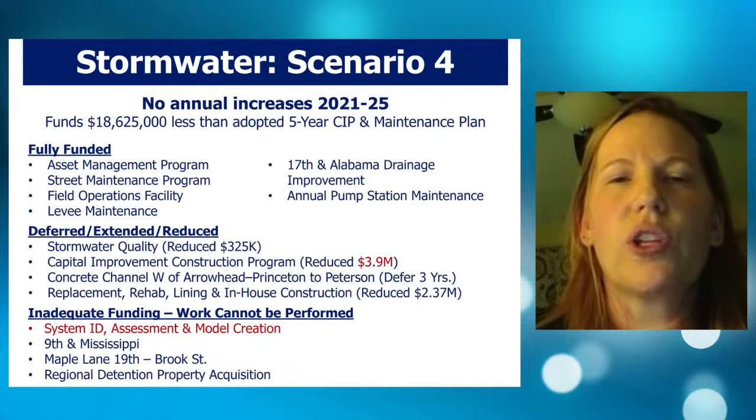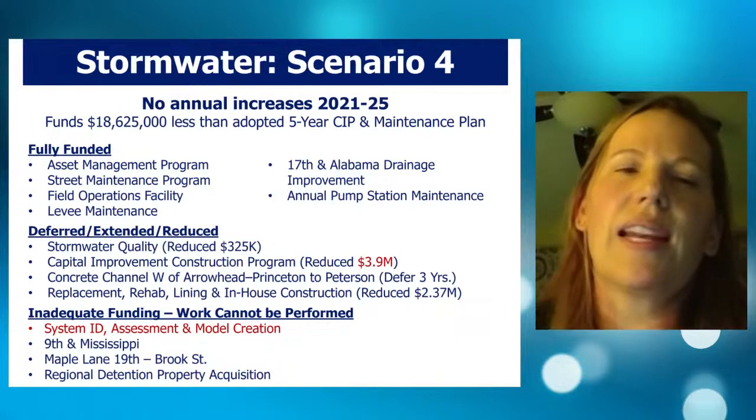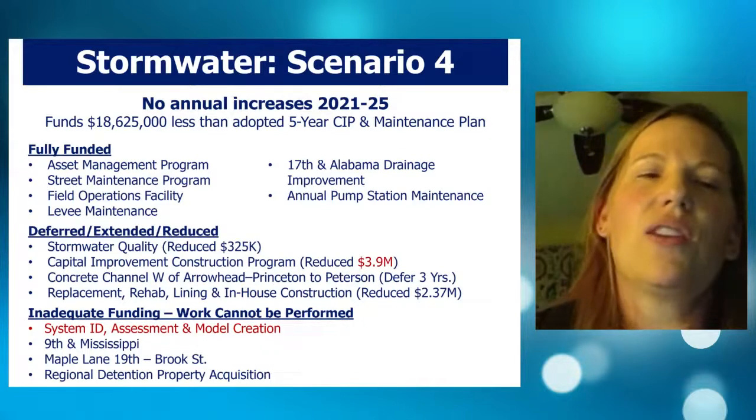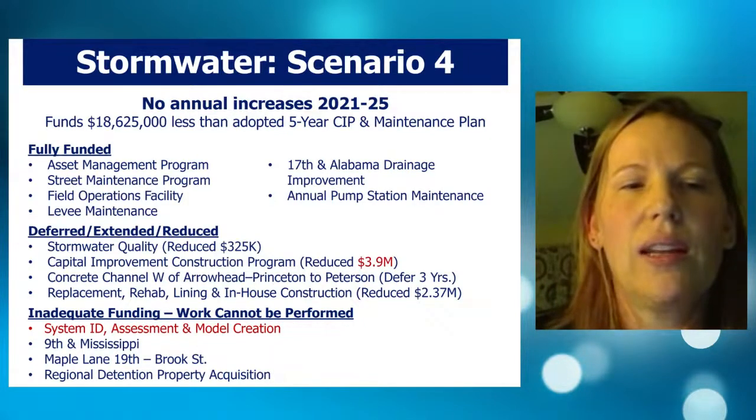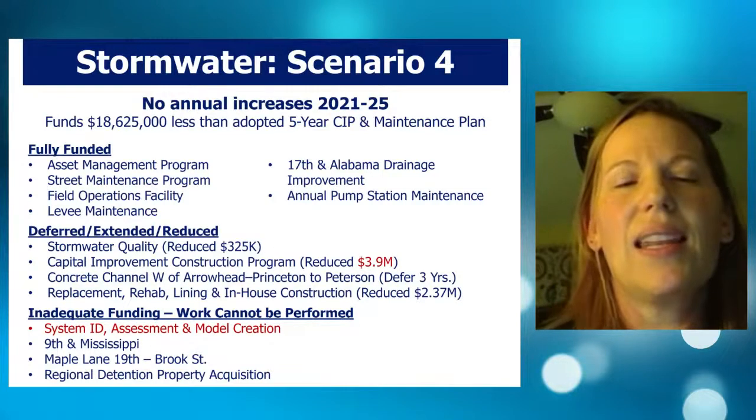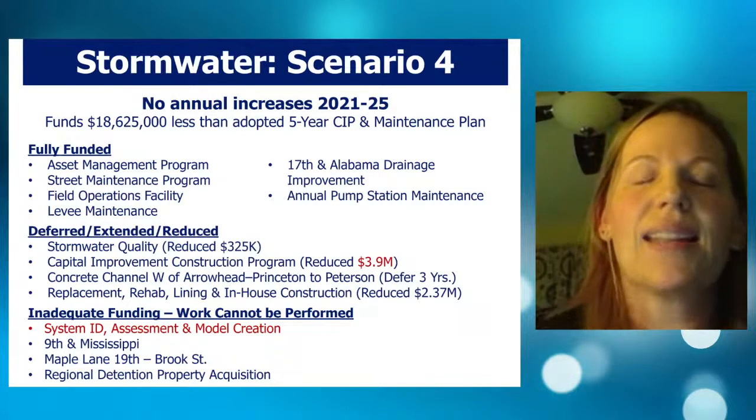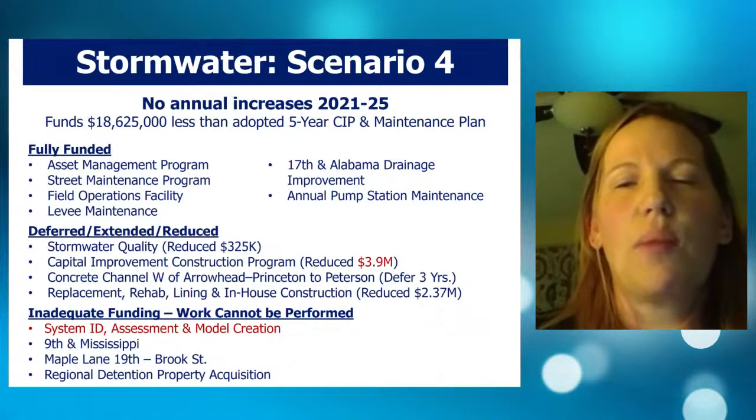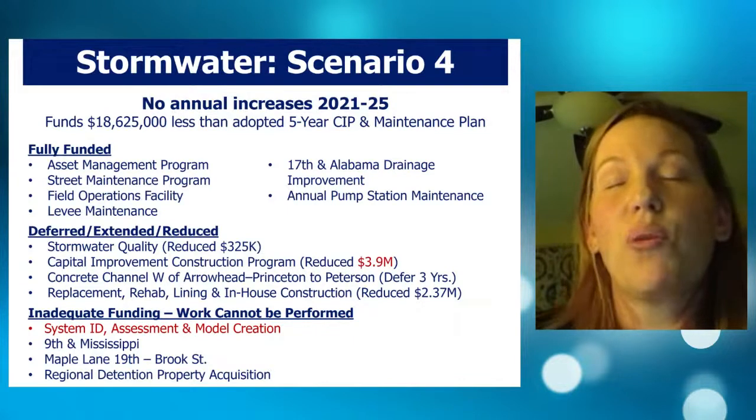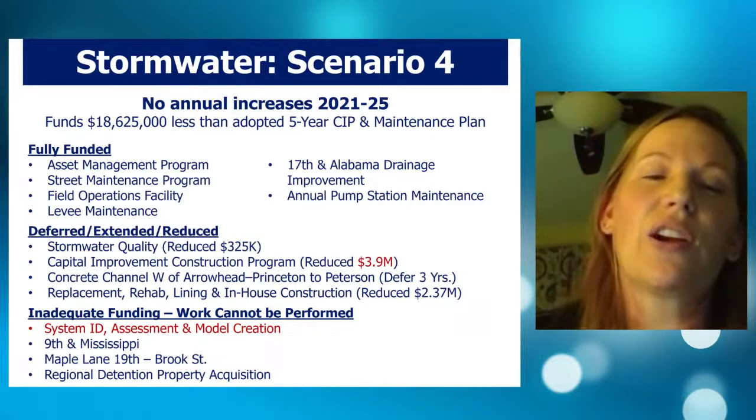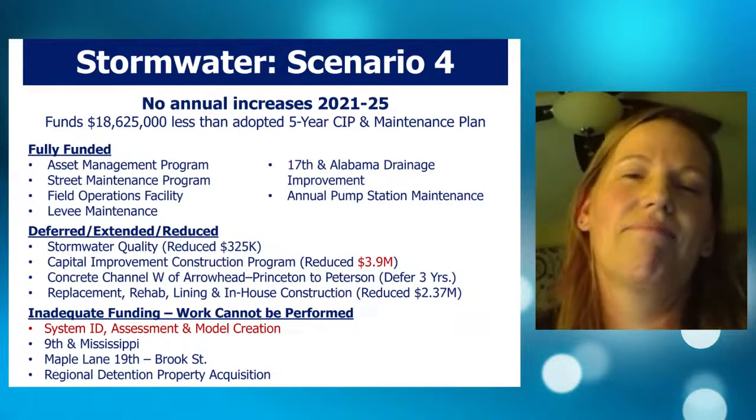So scenario four, which is the no annual increase scenario, funds $18.6 million less, and you still have some programs and projects that are fully funded, still some that are deferred or extended or reduced, still some that it cannot fund. But the biggest change here is that the system ID asset assessment and model creation project comes off of the fully funded list and cannot be performed. That is the number one project from the CIP prioritization that was identified. So in this scenario, you can't do the number one project.